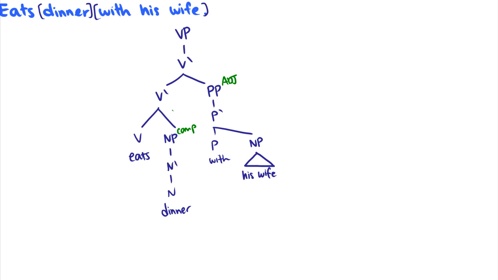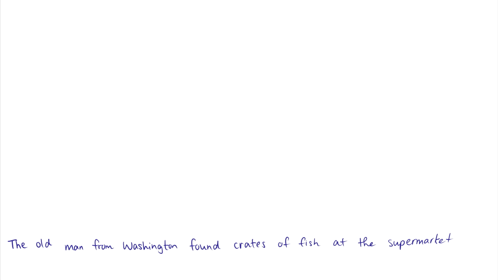Now let's do a ridiculously challenging sentence. Okay. The old man from Washington found crates of fish at the supermarket. Okay. Yeah, super complicated, but it's good. I'm going to expose you to something super difficult, and next video we'll do some more practice. So we've been working from the top down. We can also work from the bottom up.